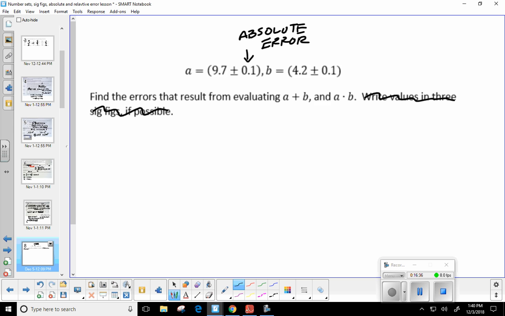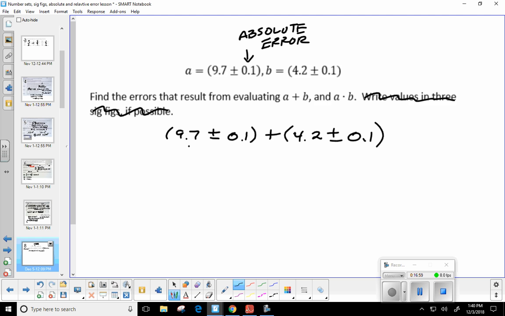I want A plus B. So I'm going to take 9.7, plus or minus 0.1, and I want to add it to 4.2 plus or minus 0.1. Okay, so how do I add and subtract? What do I do here? Adding and subtracting is very, very simple. Okay, Emily, what do you think?